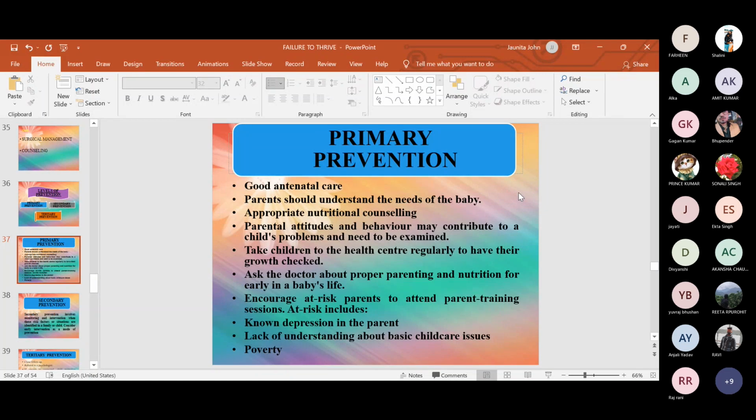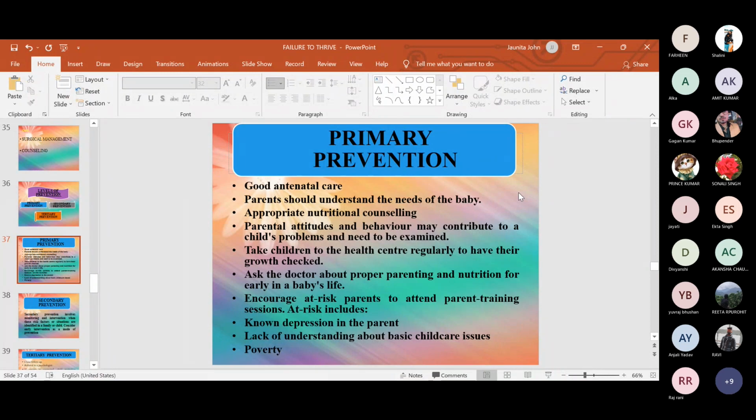Then the children's and the parents' attitudes and behavior should be considered. What behavior they had contributed to the child's problem matters, or else if the child is to be examined, in that particular case the behavior and attitude of the child as well as the parents is to be taken into mind.